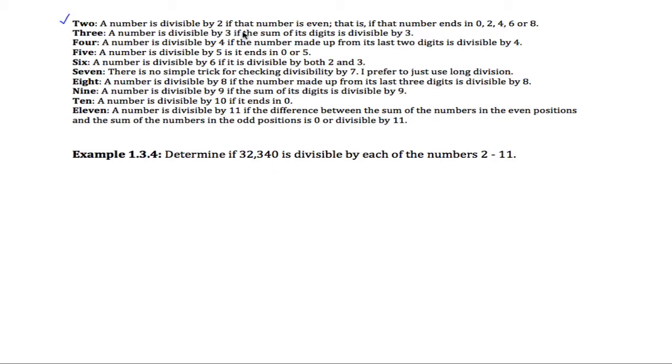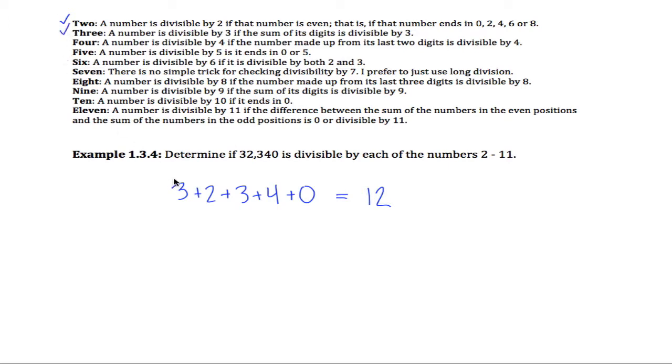3. A number is divisible by 3 if the sum of its digits is divisible by 3. In other words, 3 plus 2 plus 3 plus 4 plus 0. If we add up all the digits, we get 5, 8, 12. And so if 12 is divisible by 3, so is 32,340. 12 is divisible by 3. You could see that by redoing this test on 12. 1 plus 2 is 3. Or we can just stop here and say 12 is divisible by 3, so this number is also divisible by 3.